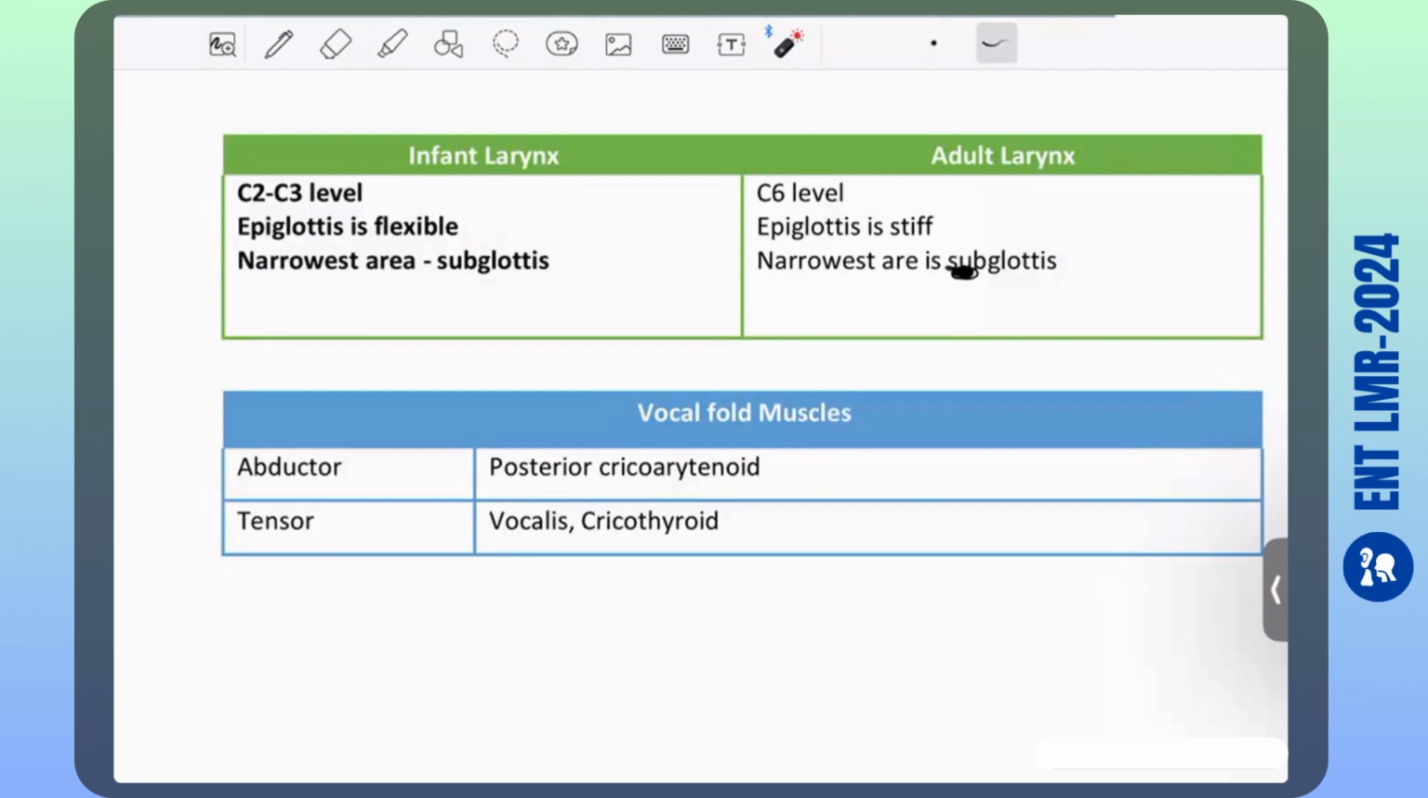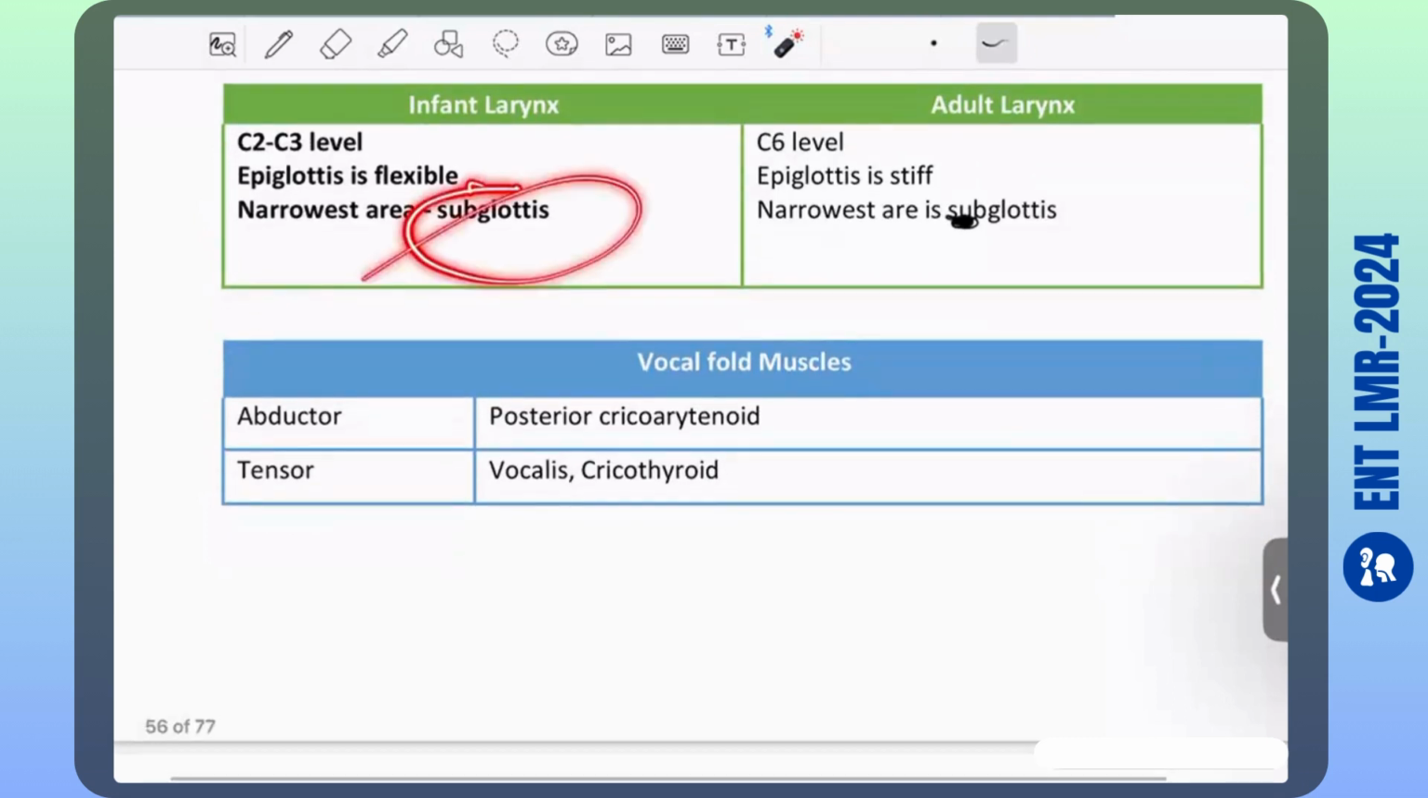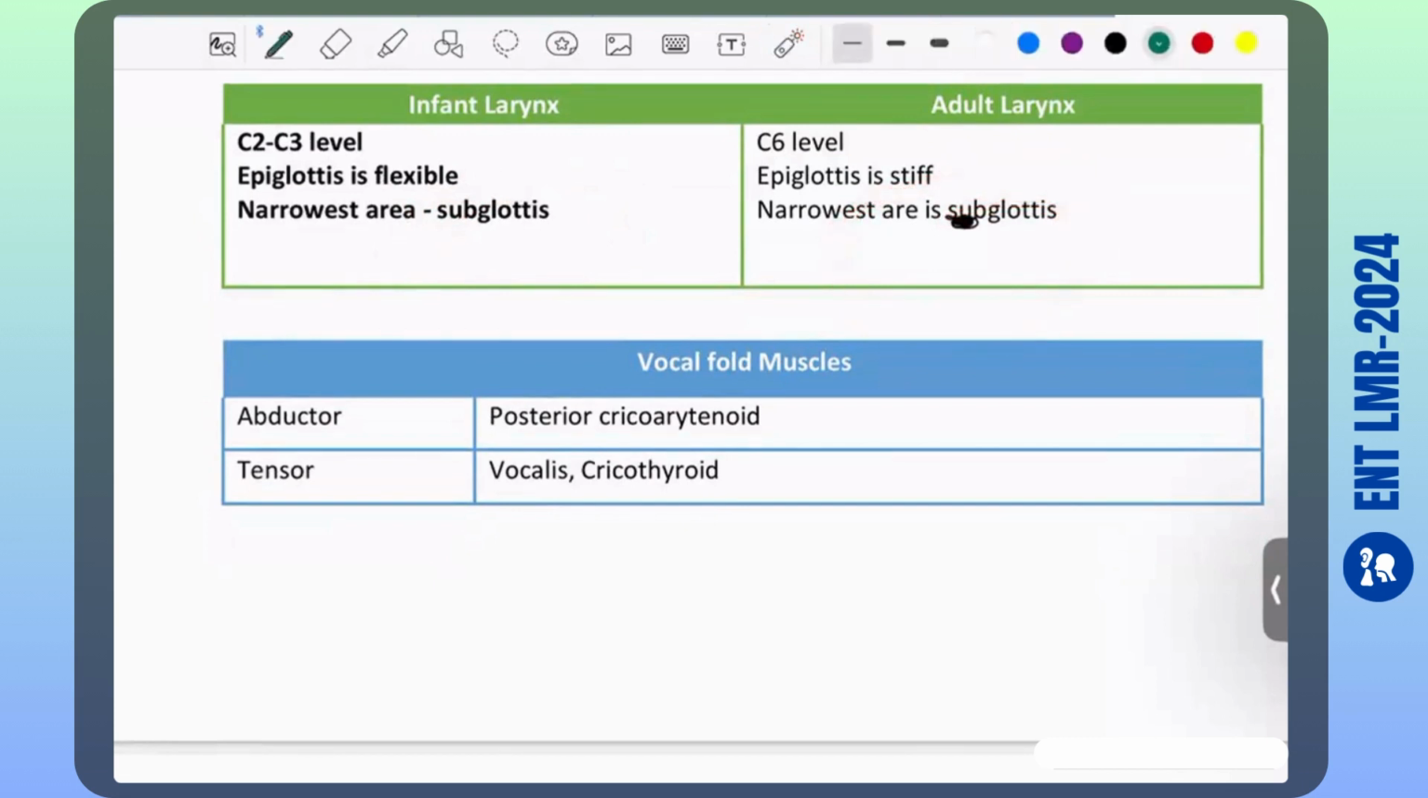The most important point among all these is that the narrowest area of the infant larynx is the subglottis. The narrowest area of the adult larynx is the glottis. Okay. The narrowest area of the infant larynx is subglottis. The narrowest area of the adult larynx is glottis.